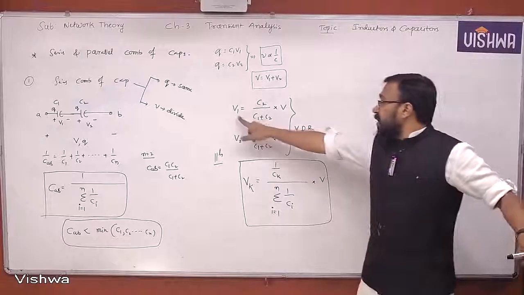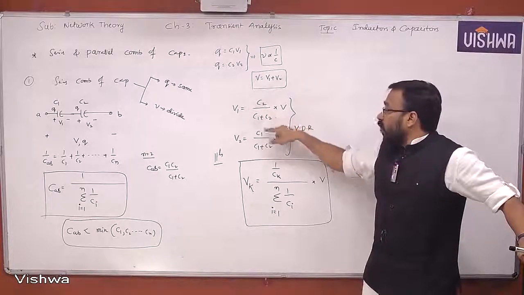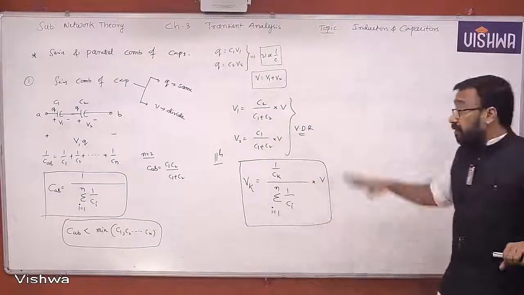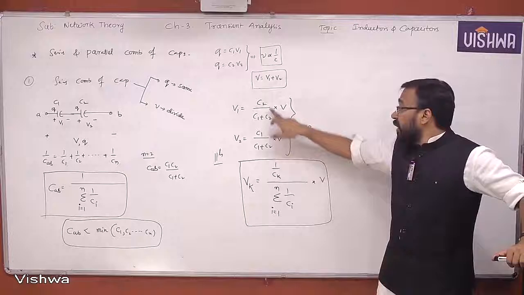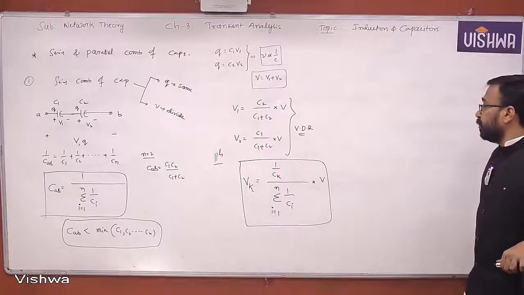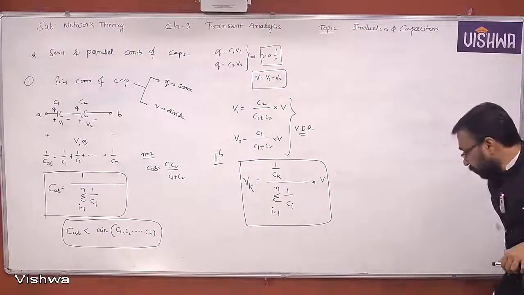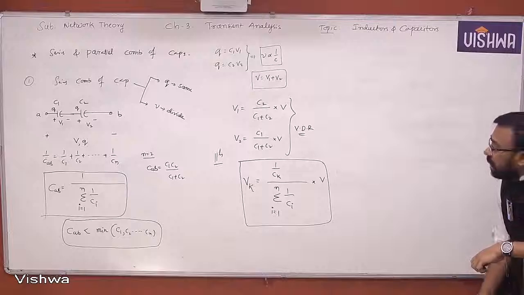Now it is also very clear: V1 is 1 by C1 by 1 by C1 plus 1 by C2. After simplifying that, you get C2 by C1 plus C2. I have directly written it, but it comes from this particular expression only. Simplify it, you will get the same value. Similarly, this one also. So in series combination, the charge is the same, but the voltage divides. This is the voltage across the kth capacitor when n capacitors are connected in series. It's a more generalized formula, and it's very, very important.